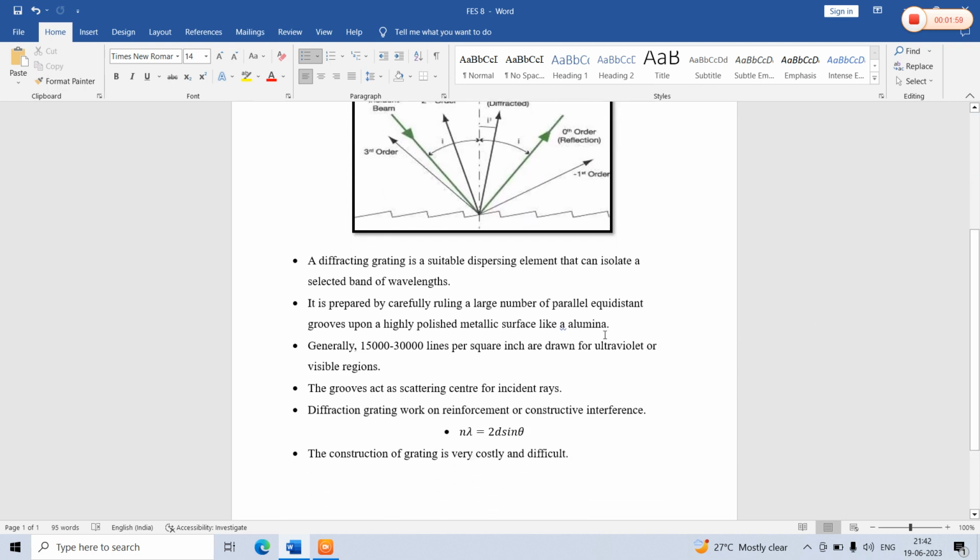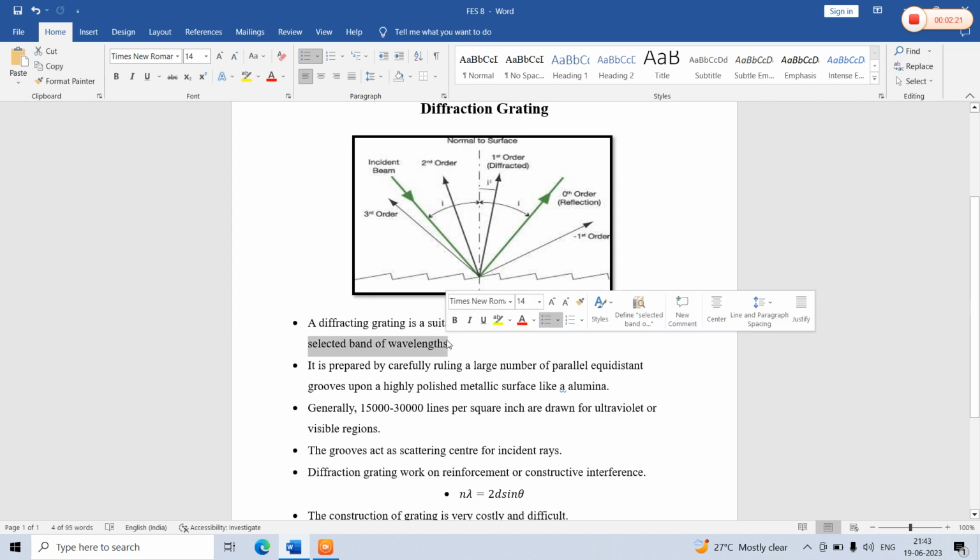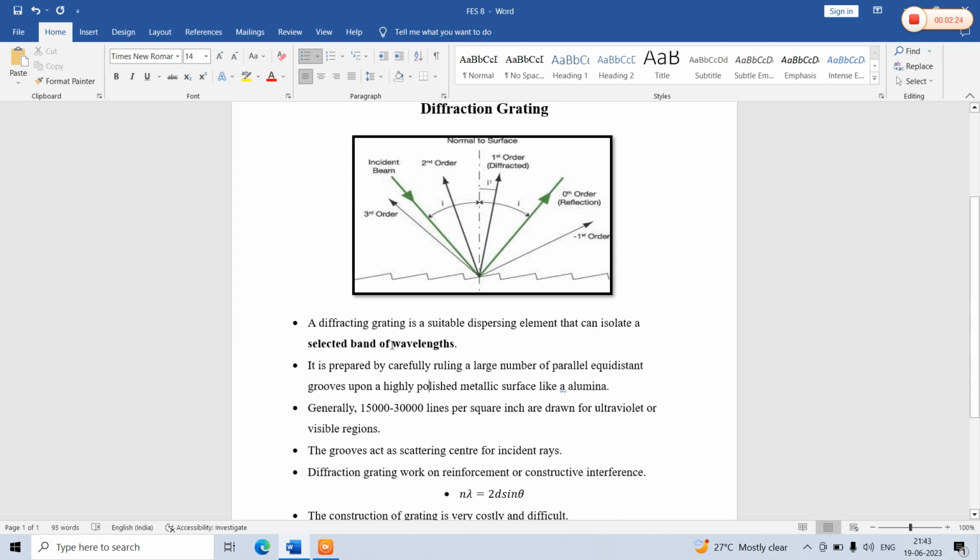Now this is the theory associated with this diffraction grating diagram. Here the first point: a diffraction grating is a suitable dispersing element that can isolate a selected band of wavelength. So what is the function of the diffraction grating? That it can isolate a selected band of wavelength. This is the most important point. That means whichever wavelength we desire or are interested in, the proper wavelength is obtained from the diffraction grating.